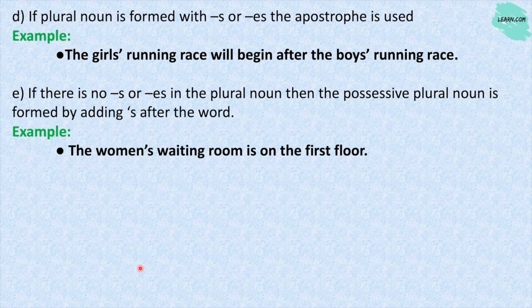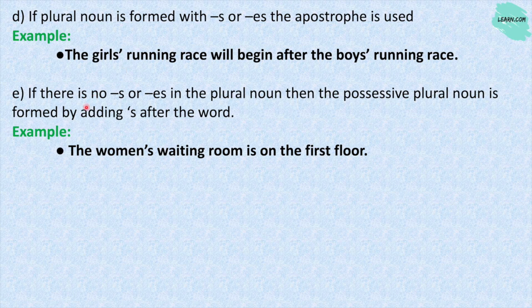Now if a plural noun is formed with S or ES, the apostrophe is used. Similarly, it is the case with plural nouns also. Like here in the example you can see the plural nouns girls and boys both are ending in S. Here also both the words are ending in S, but they are plural. So here also we have to use the apostrophe after the word. Similar is the case as the previous one.